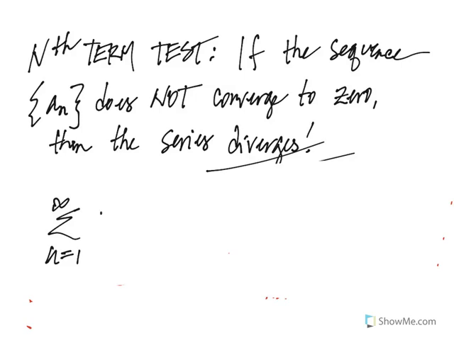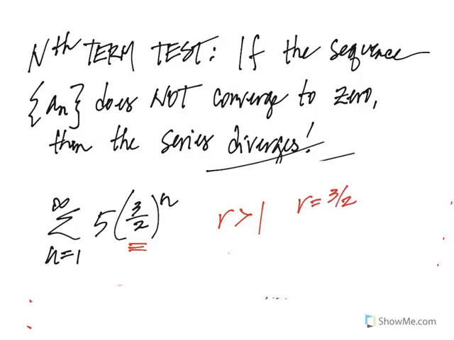Taking a look at another one here. Let's say that I've got a geometric sequence. Let's do 5 times 3/2 to the n. Again, this is a geometric series, because of my r here. A constant r leads me from one term to the other. However, in this case, my r is greater than 1. R is equal to 3/2, which means if I take the limit as n goes to infinity of just the sequence, this is 3/2 to the n, what I'm going to get is infinity.